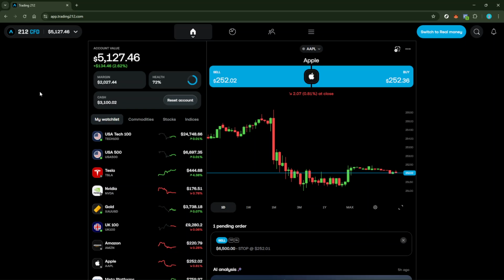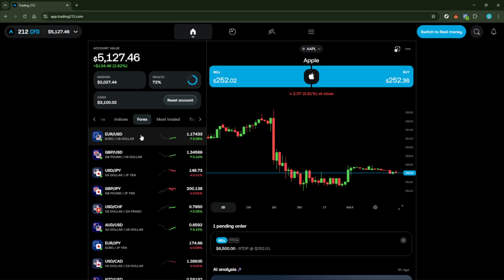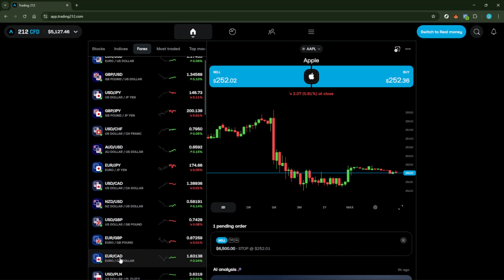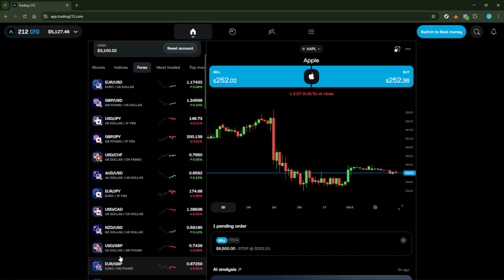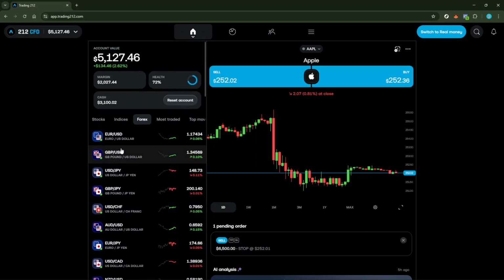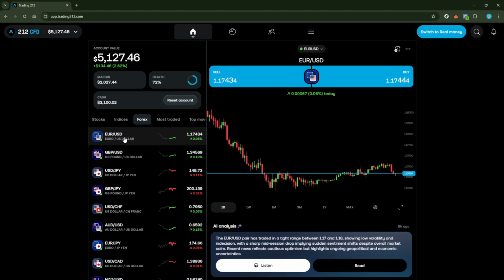Next, navigate to the Forex section. This is where you'll find all the currency pairs available for trading on the platform. Forex trading involves speculating on the price movements of currencies, so take some time to familiarize yourself with the different options available. Once you're in the Forex section, it's time to choose the currency pair you want to trade. This might be a popular pair like EUR USD, or perhaps a pair that you've researched and decided offers good trading potential. Choosing the right pair is crucial as it will significantly impact your trading strategy.